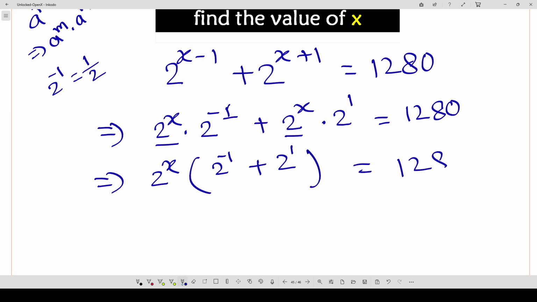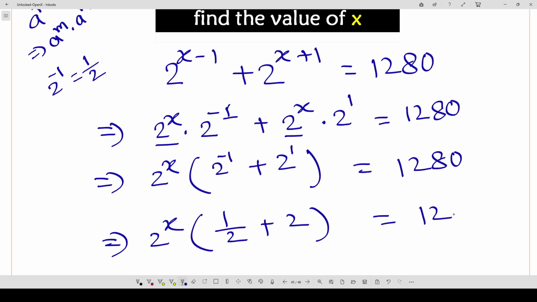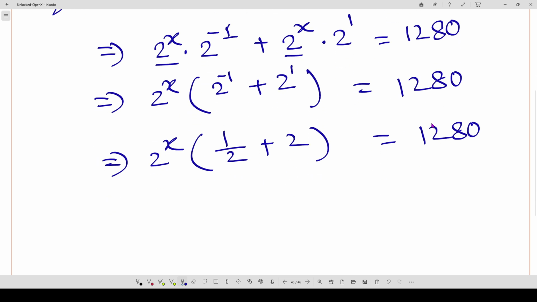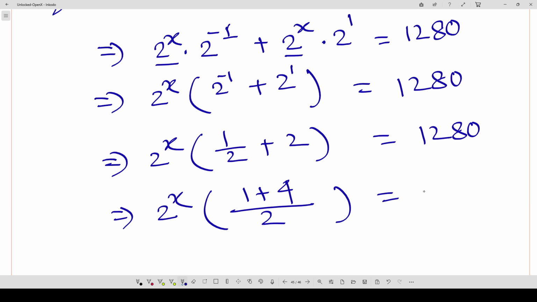so 1280. Now this one is 2 to the power x, and this one we can write 1 by 2, and this one is 2, equals 1280. And now here is 2 to the power x, we can make an LCM, so it's 2, 1 plus 2 times 2 is 4, equals 1280.